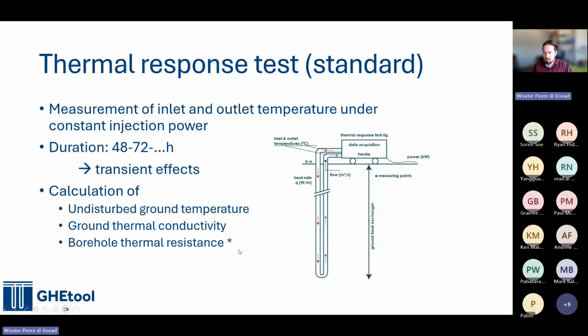Now there is an asterisk behind this, and that's because you need to make sure that you measure this under the same conditions as you're going to use your system later. If your flow rate is not the same, or if you use antifreeze in your system and not in the measurement, it can give you wrong results for the resistance. So just keep that in mind. If you do a TRT test and you want to use the borehole thermal resistance, make sure it's done with the right conditions. So that's for the ground parameters.